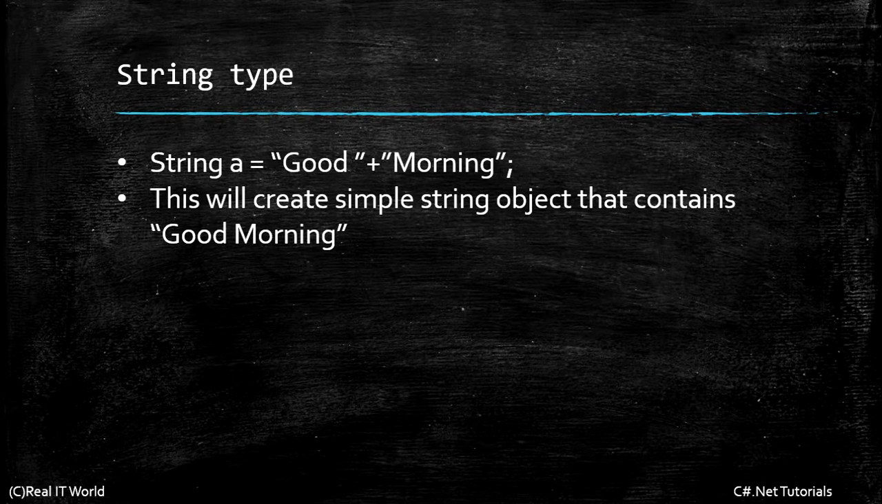How can we create a simple string? We can create a simple string using the string keyword. String A equal to good plus morning. We are concatenating two strings by using the plus operator. So here plus is behaving as a concatenation operator. This will create a simple string object that contains good morning.